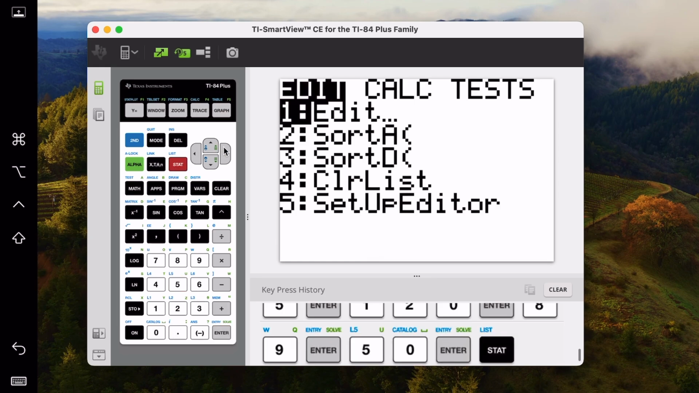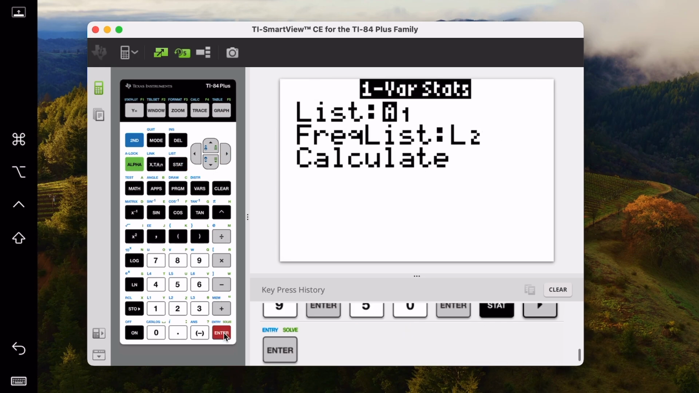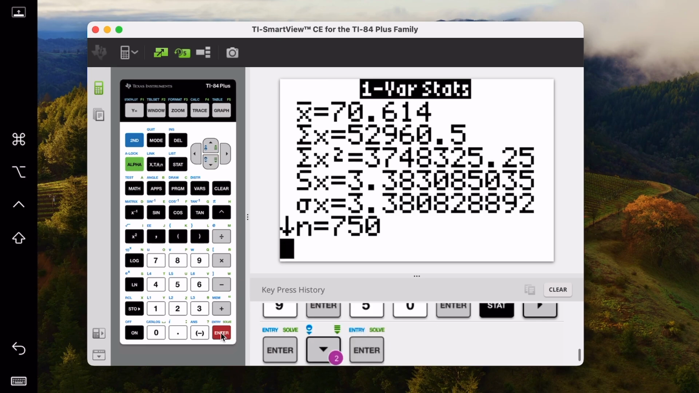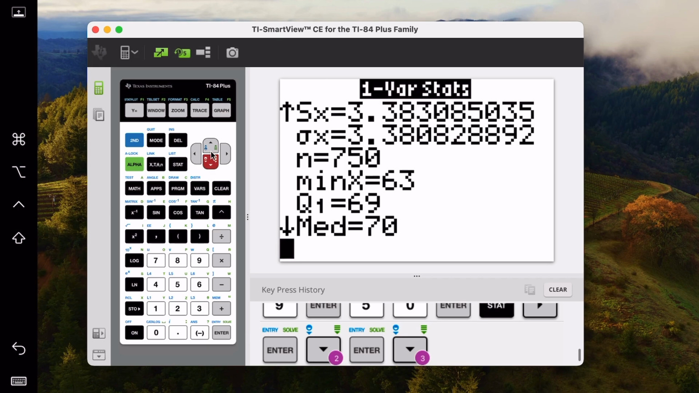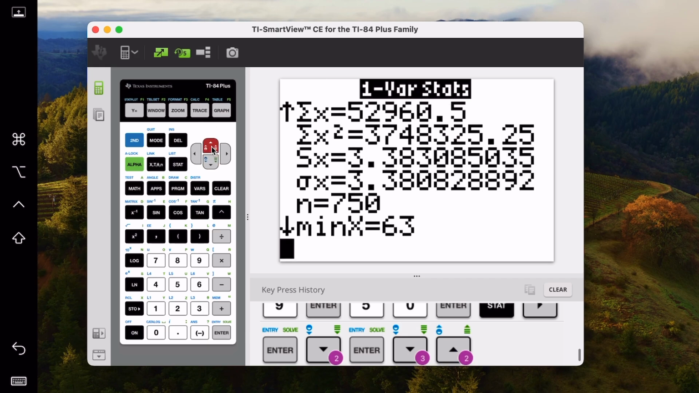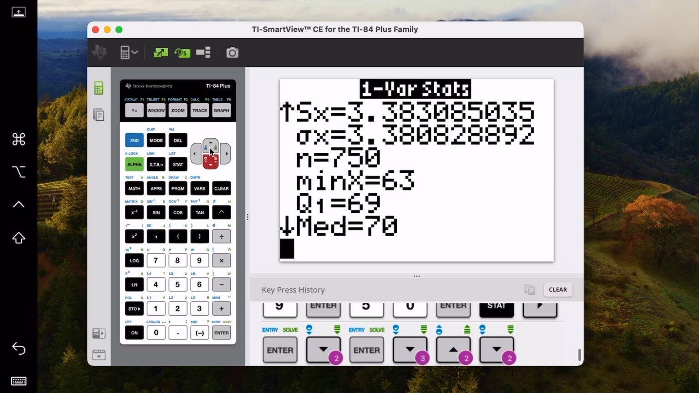We go to Stat. We go to Calculate. One variable stats. Now, this is another thing you have to be careful. If you are not working in a section that has a frequency list, a lot of times people will forget to delete that out. Now, this one does have a frequency list, so I go ahead and hit enter. The average temperature is 70.6. The standard deviation temperature is 3.4. And then the median temperature is 70. And that is how you're going to find those values of group data.